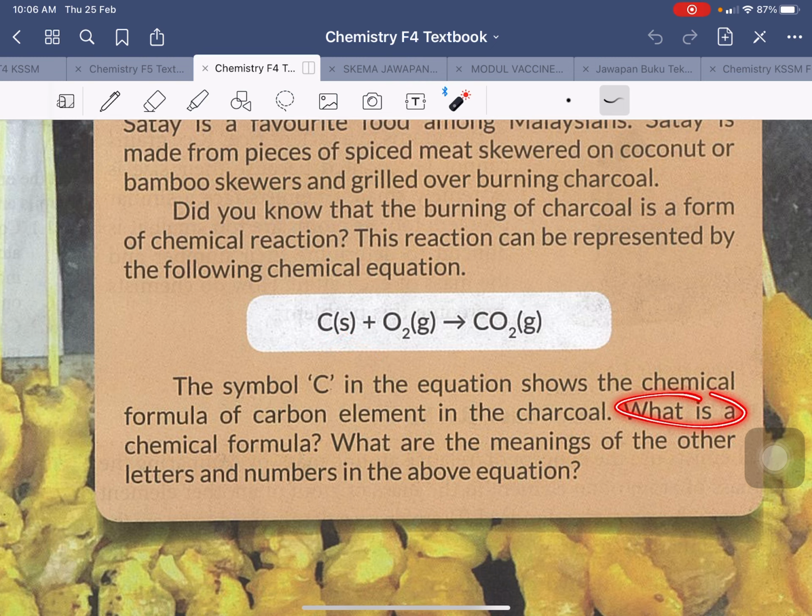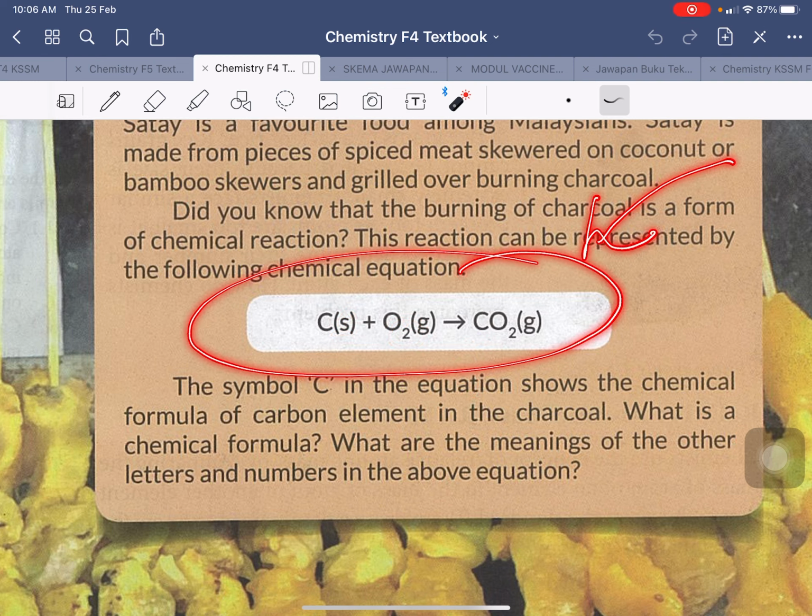So what is a chemical formula? What are the meanings of the other letters, other numbers in the above equation? So in this chapter, by the end of this chapter, you should be able to understand this.